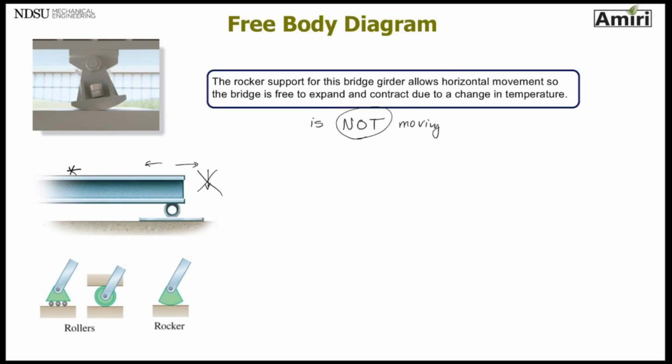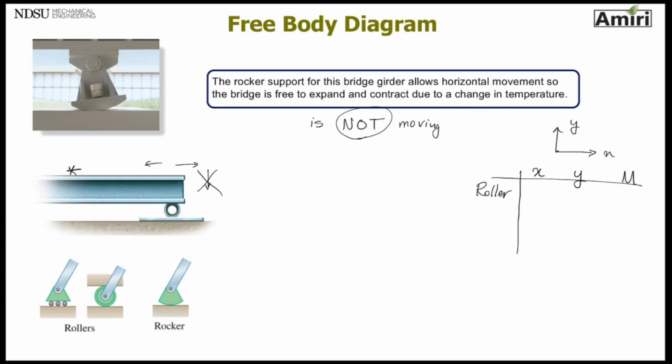What I like to do, and this is only my method, is draw a little table for myself. This is a 2D problem, so there's only x and y. So I like to write x, y, and moment. Now we're going to look at the roller.